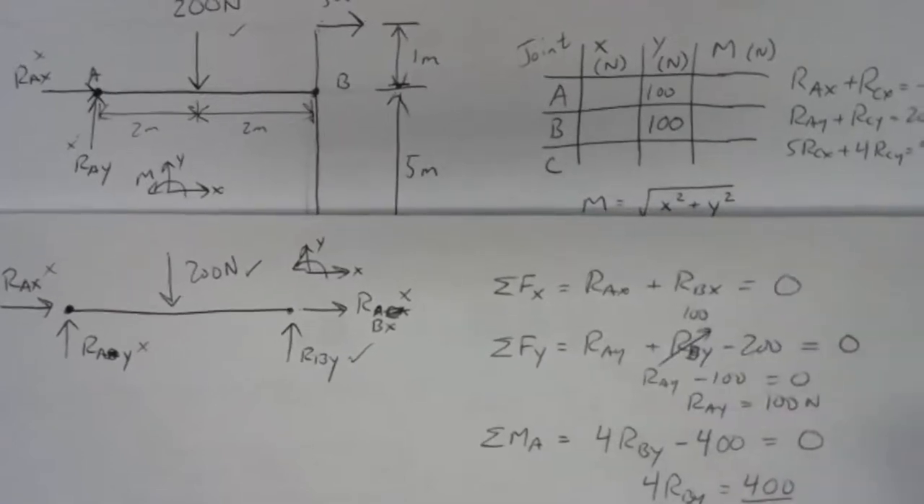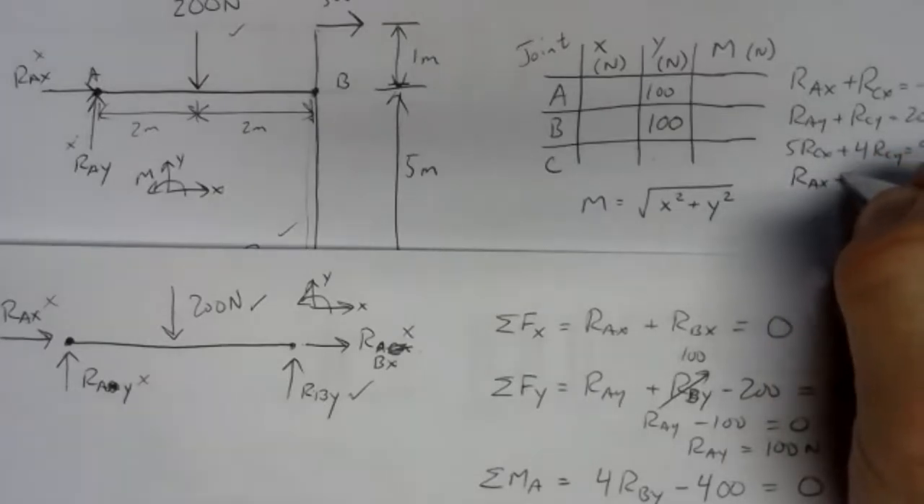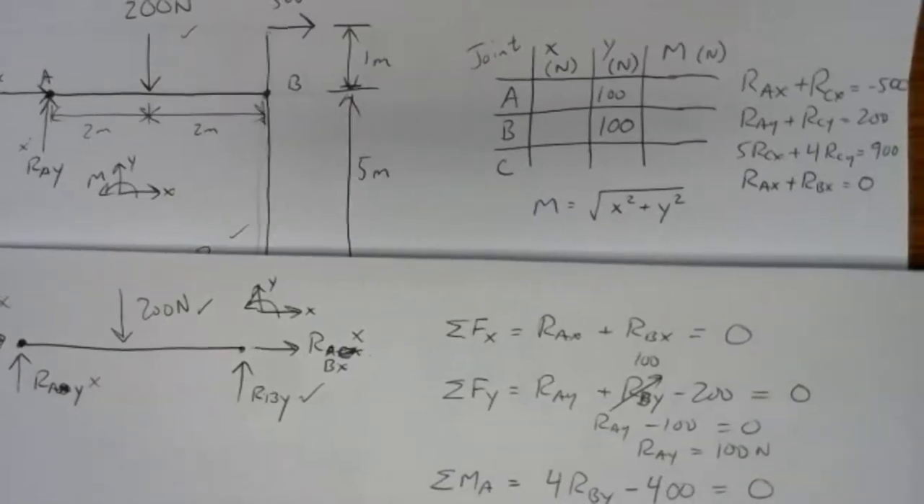So we can't use that equation just yet. So we'll go up into our equation bank here and store it. RAX plus RBX equals 0. That means that whatever RAX and RBX are, they've got to be opposite signs and they've got to add to 0.